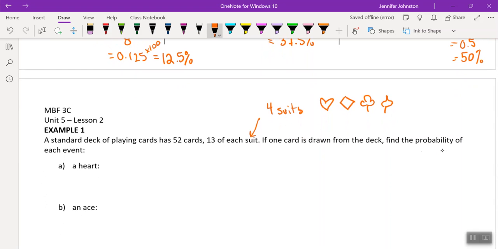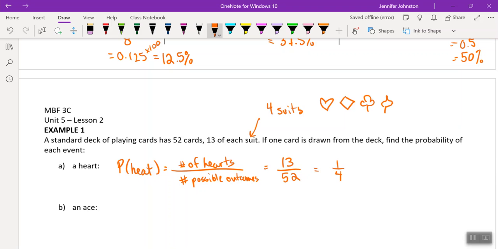All right, so let's look at the probability of drawing a heart. So P of heart is equal to the number of hearts divided by the number of possible outcomes. How many hearts are there in a deck of cards? There are 13 hearts. And how many cards are there? There are 52. So it's going to be 13 out of 52, which is 1 out of 4.